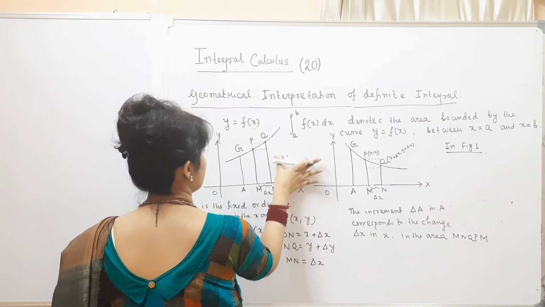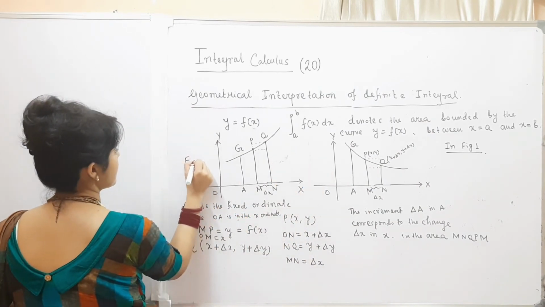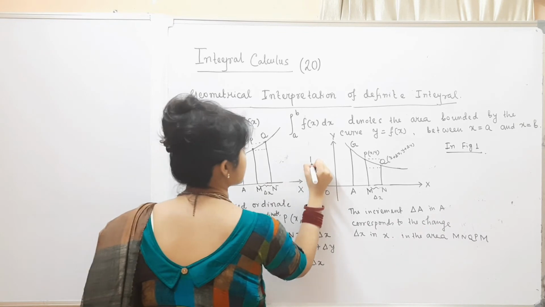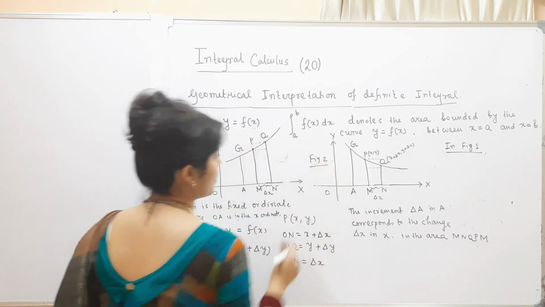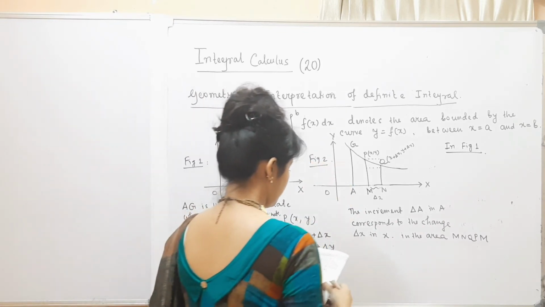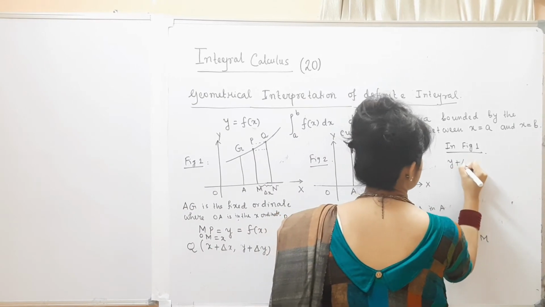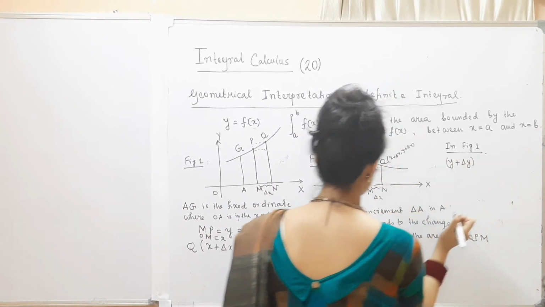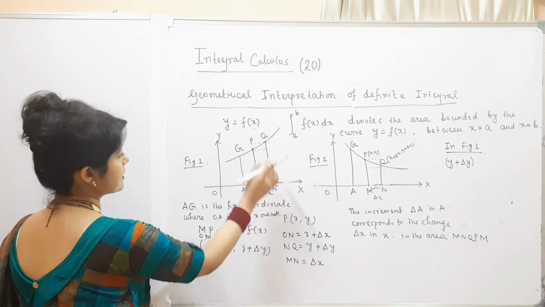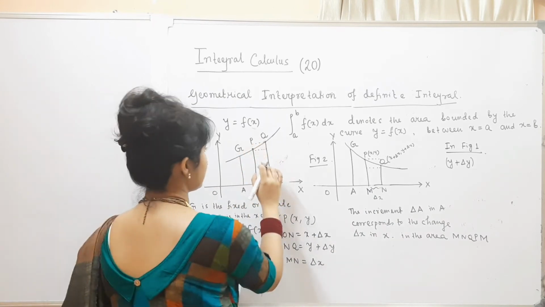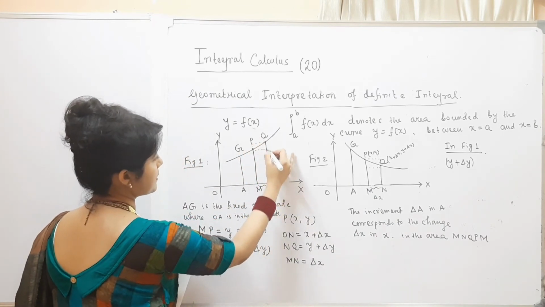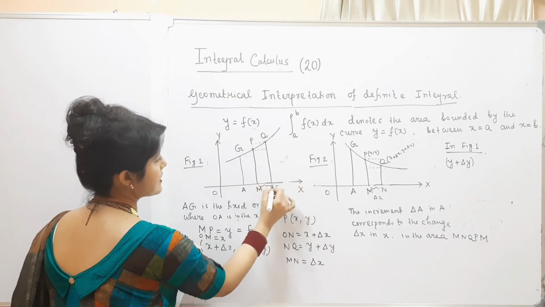Obviously I am writing here. So this is figure 1 and this is figure 2. Okay. Now in figure 1, what is this? That is the area of the rectangle, y plus delta y into delta x, because this is y plus delta y and this is delta x.